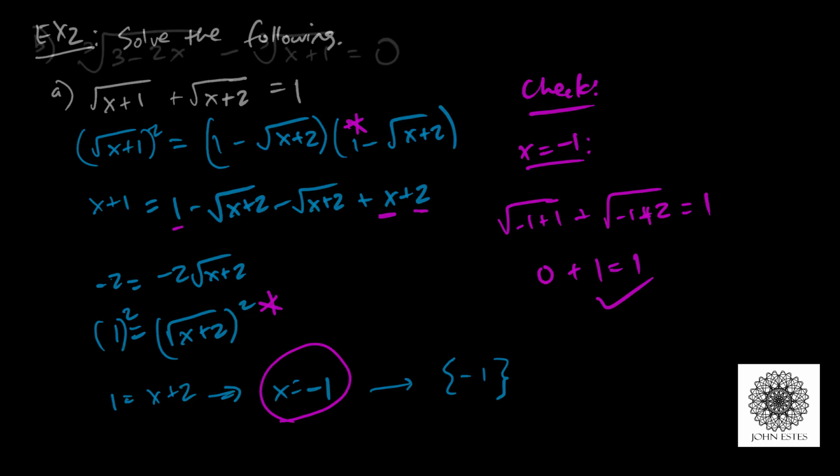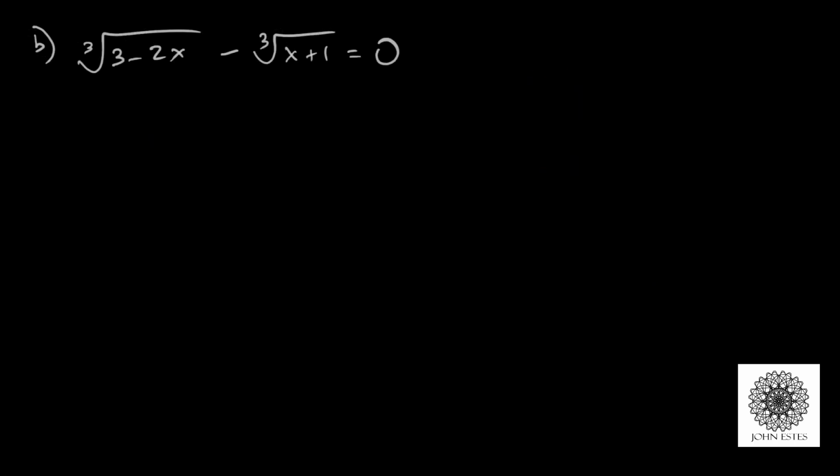Let me show you one more. Okay, this time in part B, we have the cube root of 3 minus 2x minus the cube root of x plus 1. And again, I'm going to try to isolate these radicals as best I can. So I'm going to add over the cube root of x plus 1 over to the right-hand side. Okay, and we're going to change our strategy a little bit.